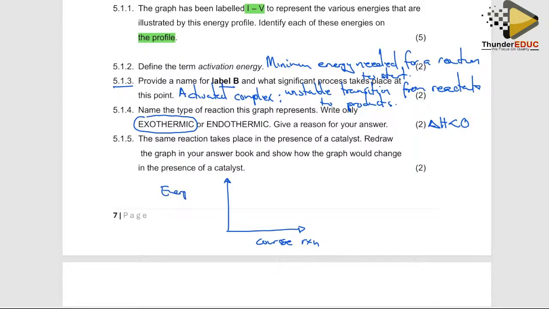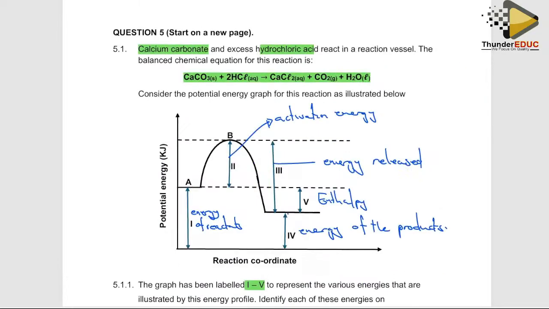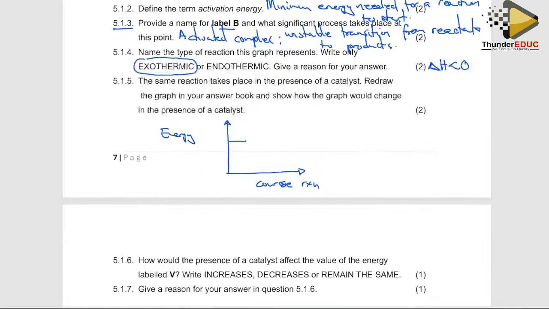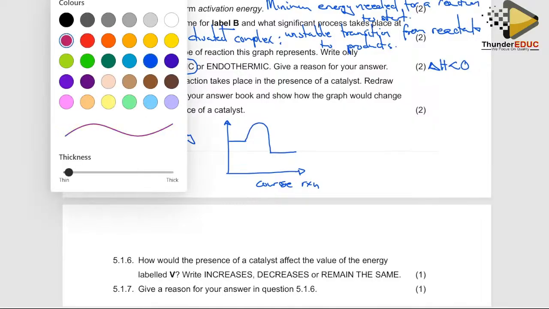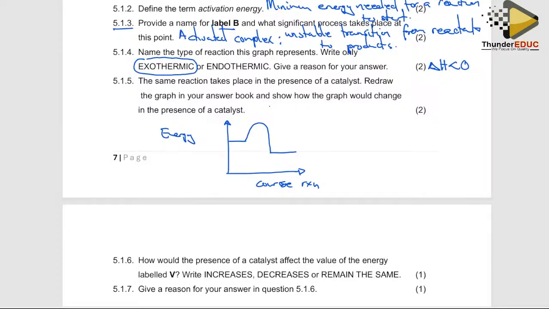Then my reactants are on this side, and then I'm going to have my products there. So in terms of the activation energy, the catalyst is going to lower the activation energy. So the curve is going to continue there, lower it a bit, and then go down and join. Take note that the amount of product that is going to be formed is going to be the same.